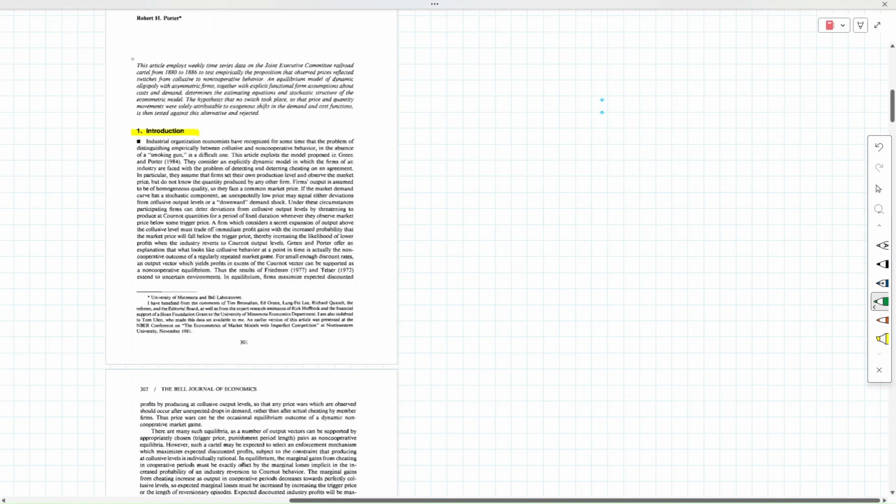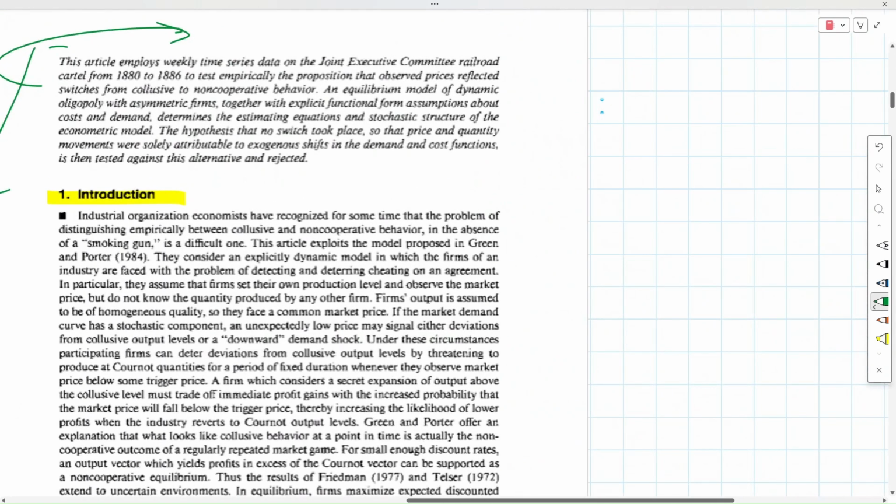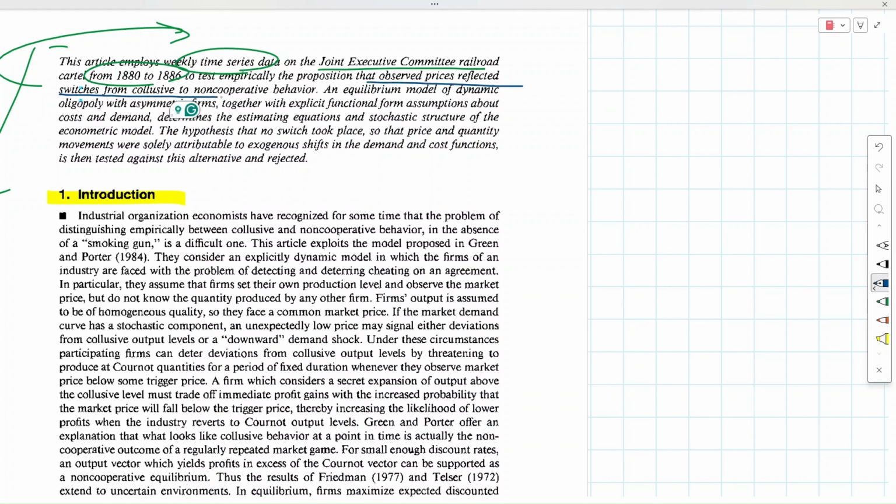Then you see this abstract, and you go through it in detail. So this article employs weekly time series data, so you know it's a time series empirics of the Joint Executive Committee. The time period is 1880 to 1886. It tests empirically the proposition, so it gives you the proposition, what it's trying to prove: observed prices reflected switches from collusive to non-cooperative behavior. This is what the paper is trying to talk about.